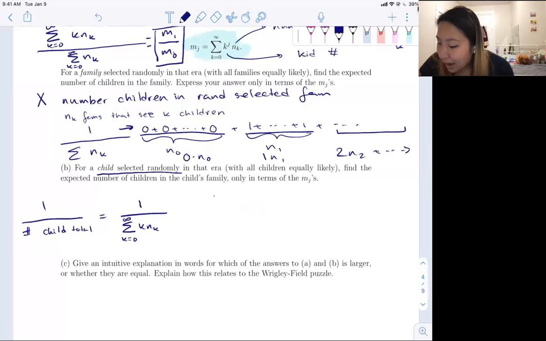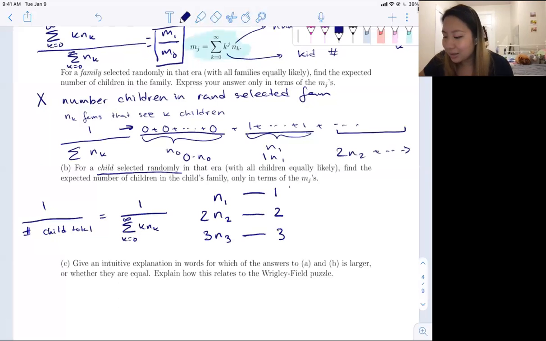So there's going to be n sub 1 kids who see 1 person. There's going to be n sub 2 times 2 kids, because each family of n sub 2 has 2 children. These are each going to see 2 people. N sub 3, these are each going to see 3 people. So this is going to be something like k squared, or like, I guess it's going to be like k and k children see k people. So that's going to be k squared n k. So that's what we're going to sum up on the numerator.